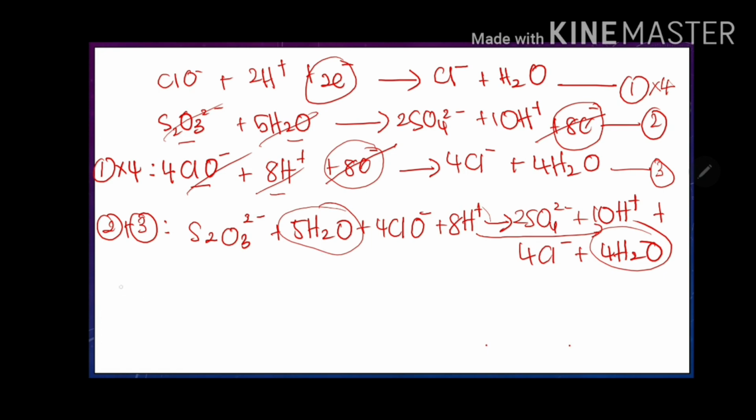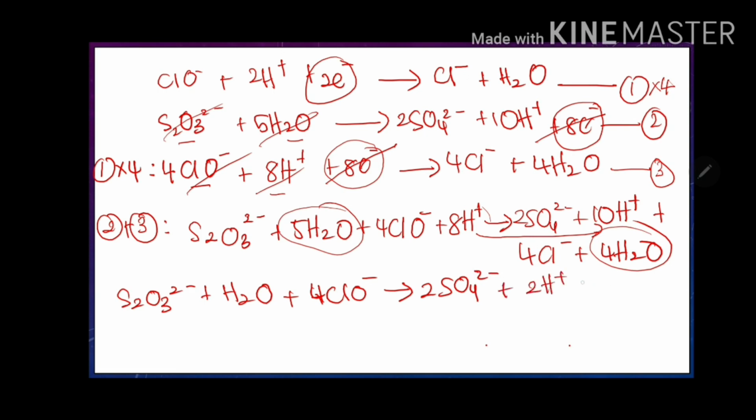Let's rewrite the equation. S2O3 2-, so I have cancelled H2O, now it becomes 1 H2O, plus 4ClO-. Okay, no H+ on the left, already moved to the right. So 2SO4 2-, H+ becomes 2H+, and 4Cl-.